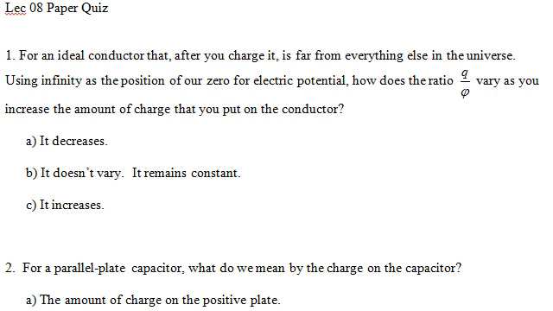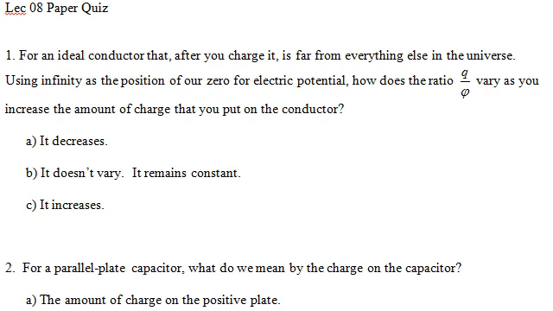But here we're talking about a single conductor, and the capacitance is Q over phi, the charge on that conductor divided by the electric potential of that conductor, with the understanding that the zero of electric potential is at infinity. So how does the ratio Q over phi vary?